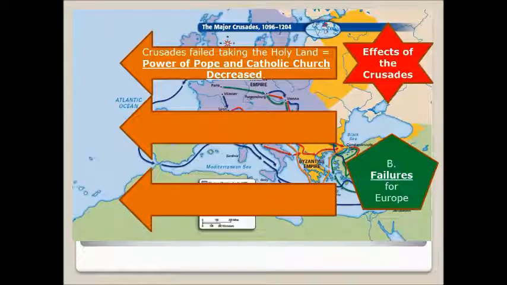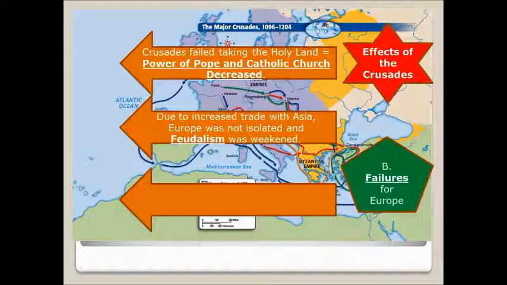So what about some things that maybe didn't go so well? Well, it didn't work out too well for the Pope and the Catholic Church. Their power decreases. The Crusades were failures. The goal of the Christian Crusades was to control the Holy Land. They did not. So the Pope loses some of his power. We're going to learn about the Reformation soon. It leads to the Reformation.